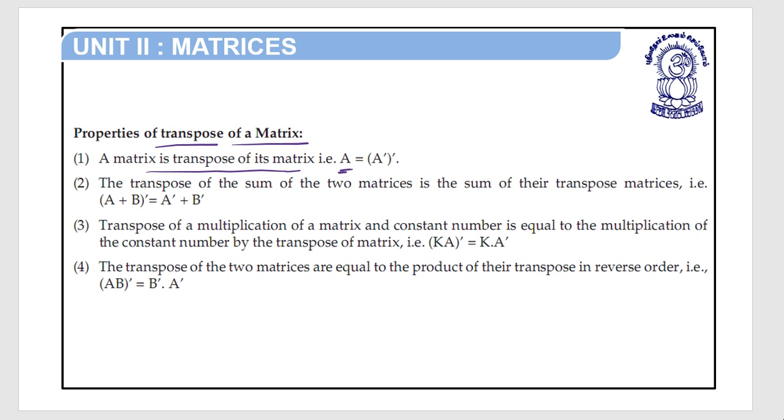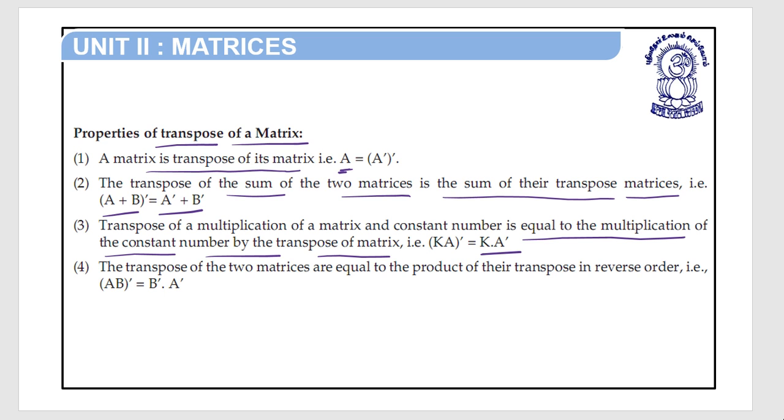It means A. The transpose of the sum of two matrices is the sum of the transpose matrices. (A plus B) dash is equal to A dash plus B dash. The transpose of the multiplication of a matrix and a constant number is equal to the constant multiplied by the transpose of the matrix. (kA) dash is equal to k into A dash.